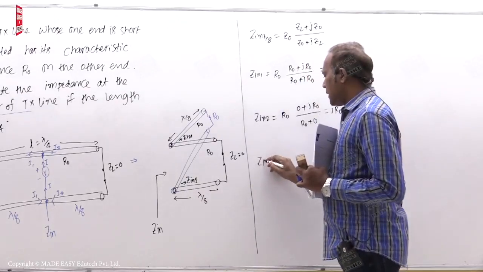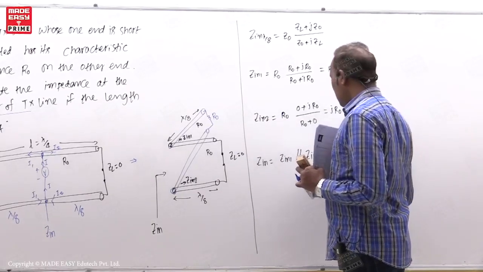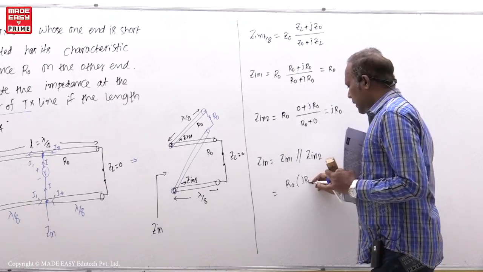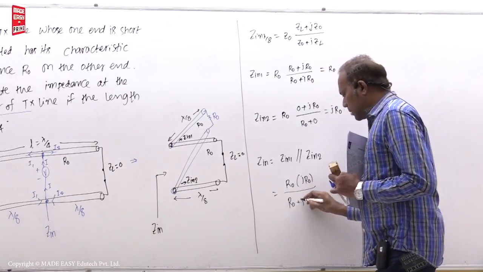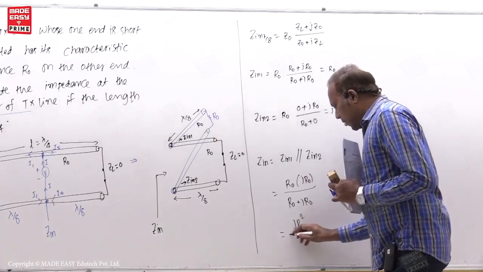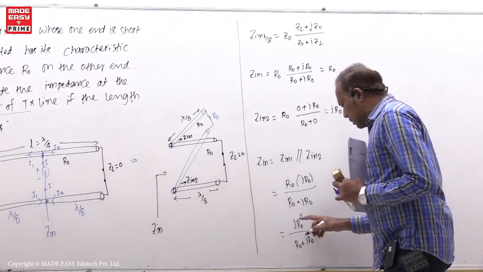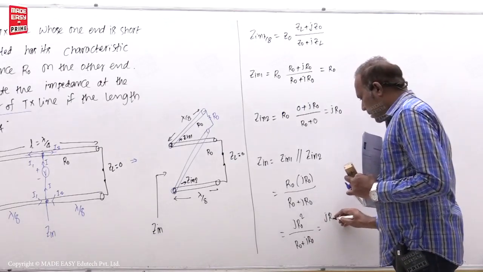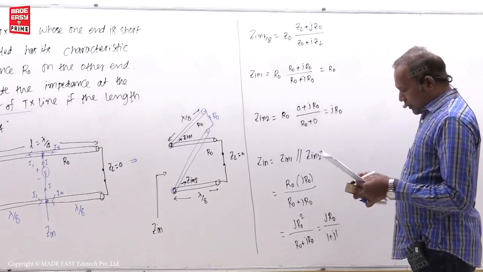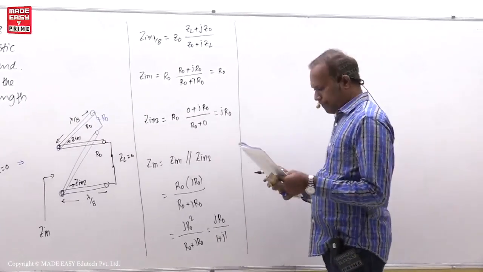Now this Z in is equal to Z in 1 in parallel combination with Z in 2. That is this multiplied with this, R naught into jR naught, divided by the sum of them, R naught plus jR naught. So j R naught squared by R naught plus jR naught. So R naught cancels. Ultimately the answer is jR naught divided by 1 plus j. So this is the answer, students. jR naught by 1 plus j is the answer. Right.